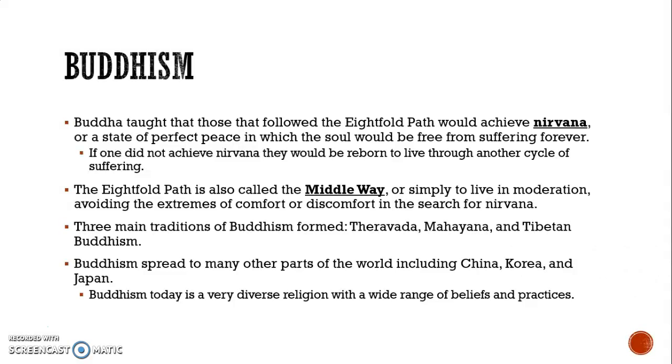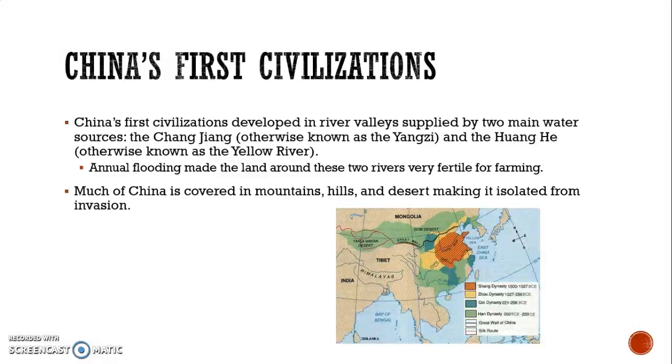If you didn't achieve nirvana, you'd be reborn again and again until you were able to achieve it. The Eightfold Path is also known as the middle way, or simply to live in moderation, meaning that you avoid extremes of comfort and discomfort to try to seek nirvana. There are 3 main traditions in which Buddhism is formed: Theravada, Mahayana, and Tibetan Buddhism. Buddhism spread to a lot of other parts of the world, including China, Korea, and Japan, and today it's a very diverse religion with a lot of different beliefs and practices.